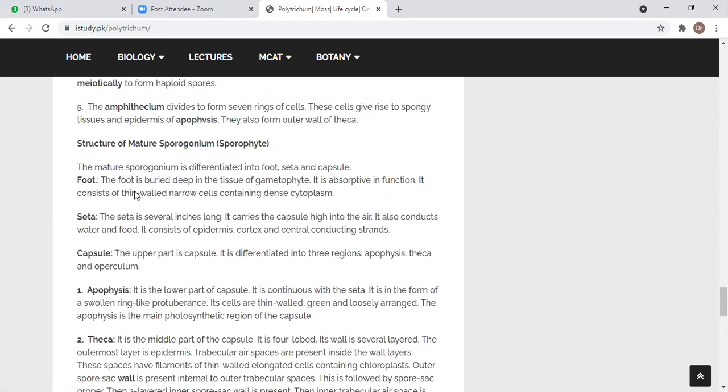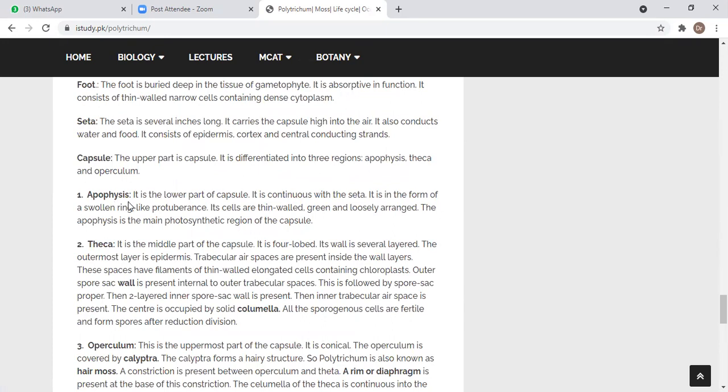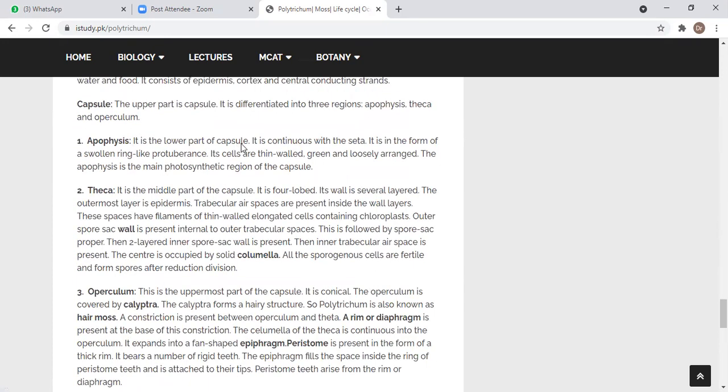So we'll see those points here. The first region of the capsule is called the apophysis. It is the lower part of the capsule, continuous with the seta, in the form of a small swollen ring. Here the cells are very thin-walled and loosely arranged and useful for photosynthesis. The second region is the theca region, the central middle part of the capsule, very important. It is several layered, having the outer epidermal tissue, and internally the two-layered spore sac wall.